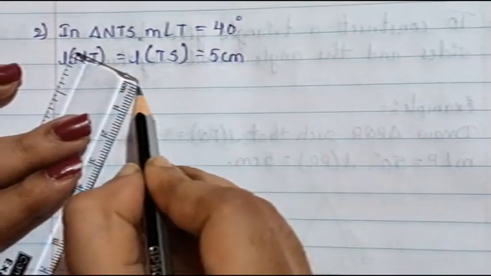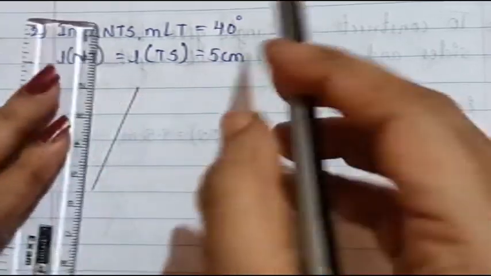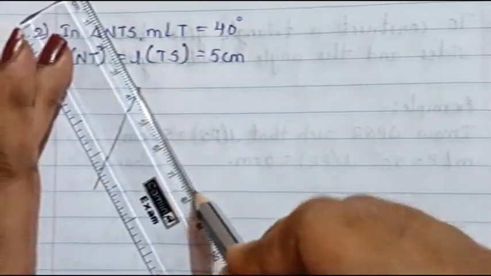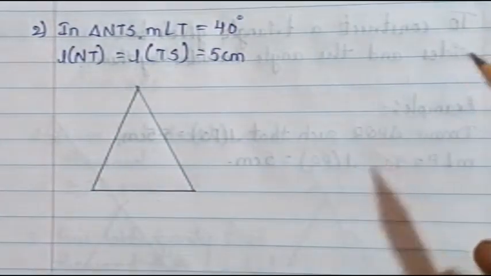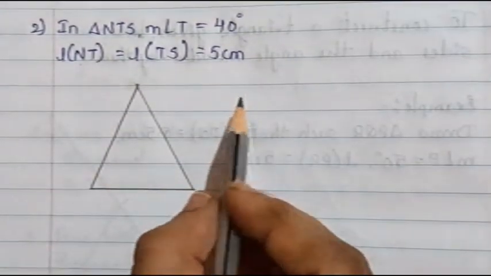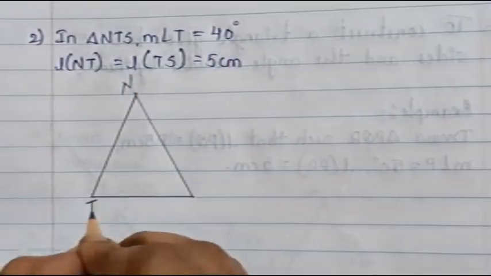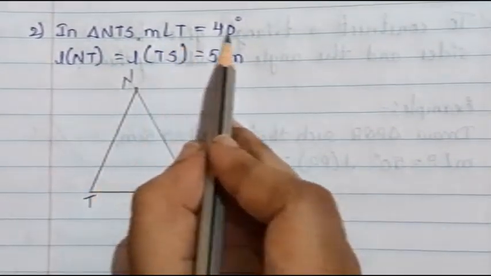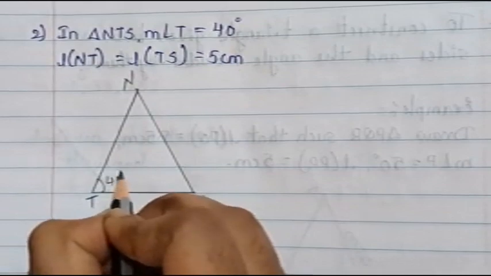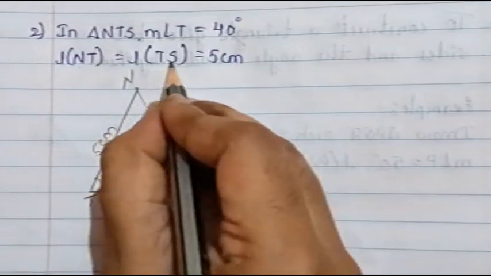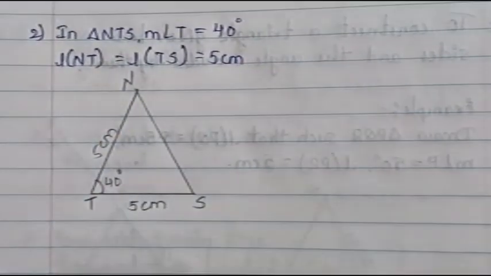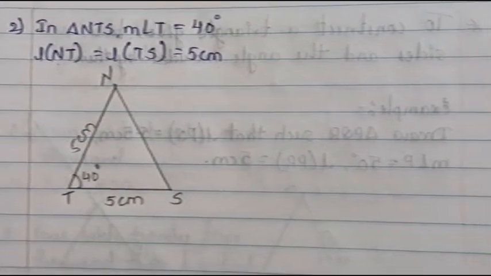Now first thing is that you will draw the rough figure. Okay, we'll first draw the rough figure, and then you will name it. So I'll suppose name it as NTS. Okay, measure of angle T is 40 degree. NT is equal to 5 centimeter. So this is 5 centimeter and TS is also 5 centimeter. Clear? Now let us construct it.